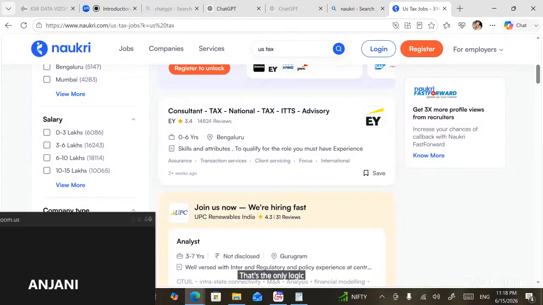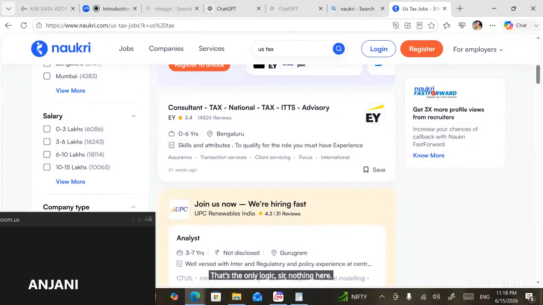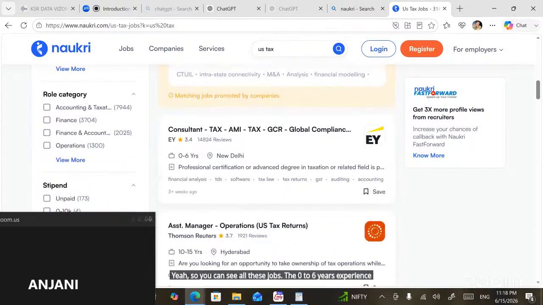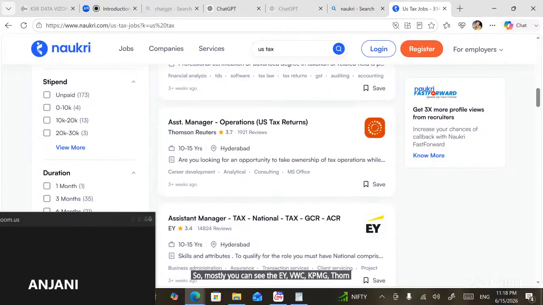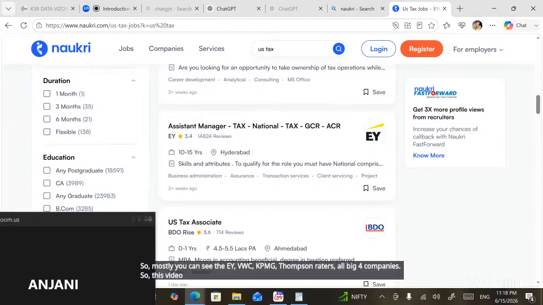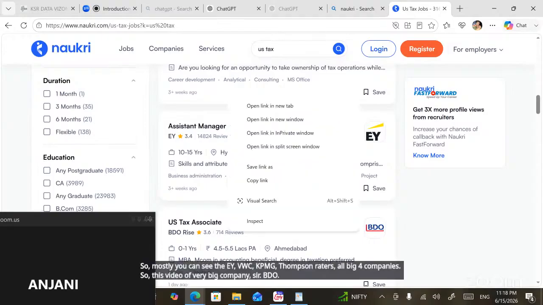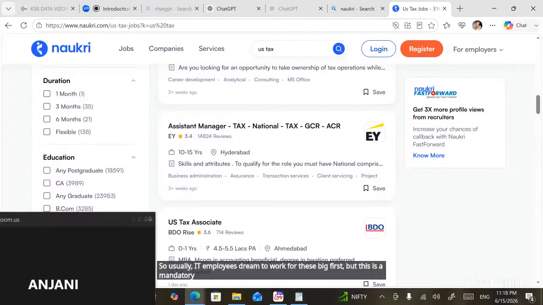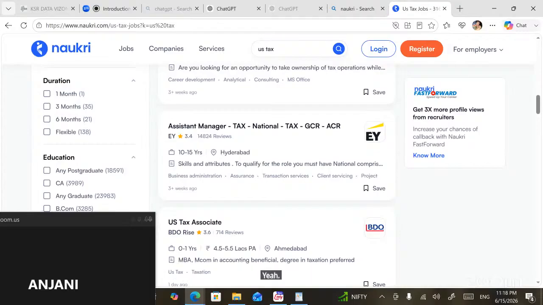So you can see all these jobs are for 0 to 6 years of experience only. Mostly you can see EY, PwC, KPMG, Thomson Reuters, all the big four companies. BDO is also a very big company, sir. Usually IT employees dream of working for these big fours, but this is mandatory for you, because 80% of tax jobs are in these 4-5 companies only, sir.